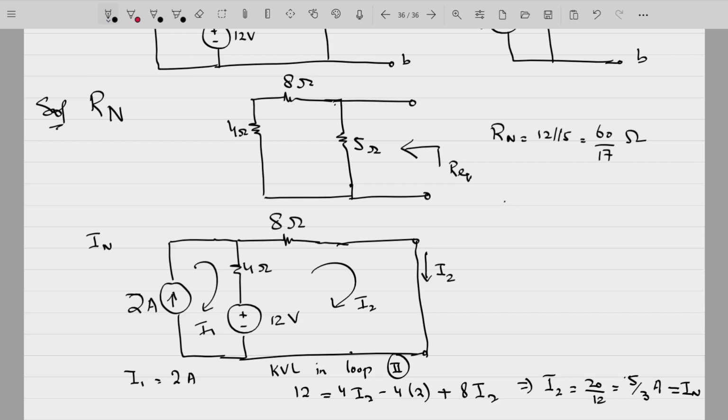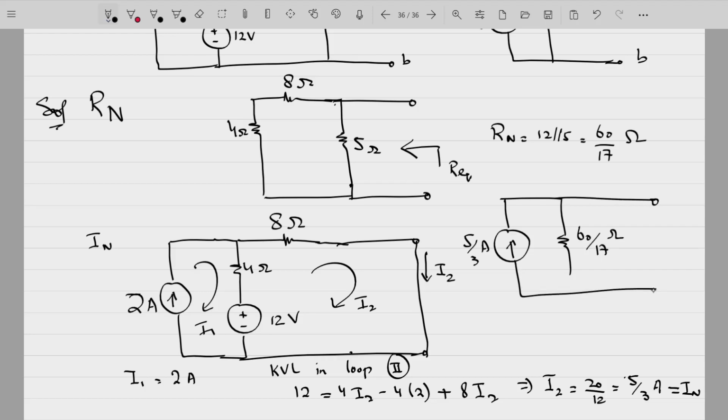So you can redraw the circuit for this particular case. This will be 5 by 3 amperes. This Rn will be 60 by 17 ohms, and here you will have any load connected at this particular point AB.